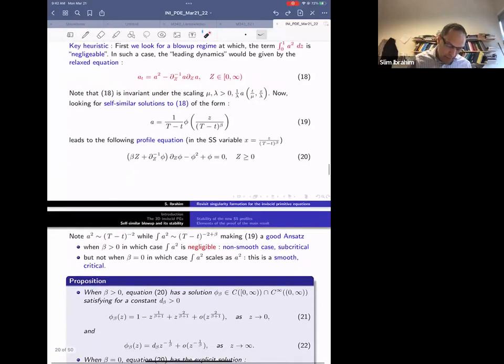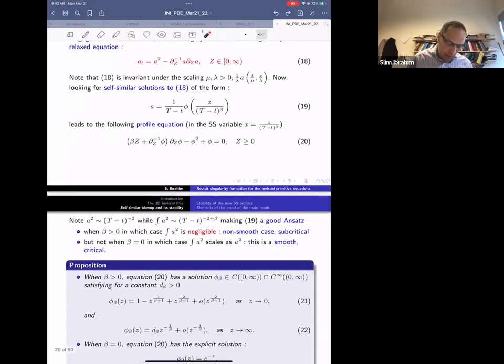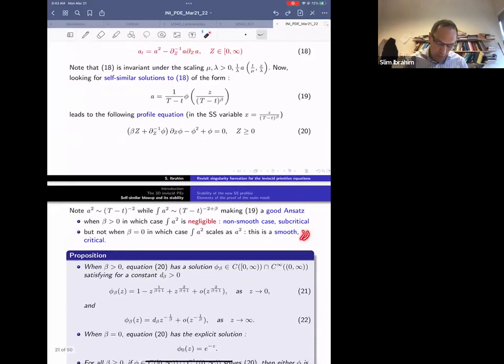We will call this case, where the pressure term is negligible, the non-smooth, subcritical case. We'll see why. Now, when beta is 0, this heuristic falls down, and the two terms, the pressure term and A square, balance each other. So we will call this the smooth, critical case.